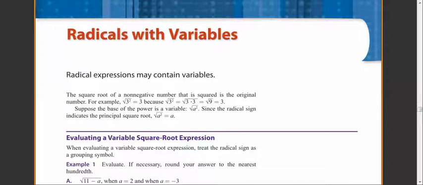Today we covered this in class, right? The basic fact here is that the square root of a non-negative number that is squared is the original number. I hope it makes sense. We talked about it in class. Let's solve a few problems related to this topic.